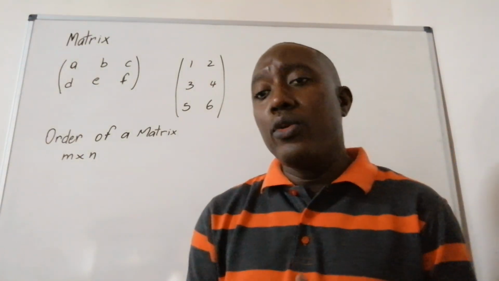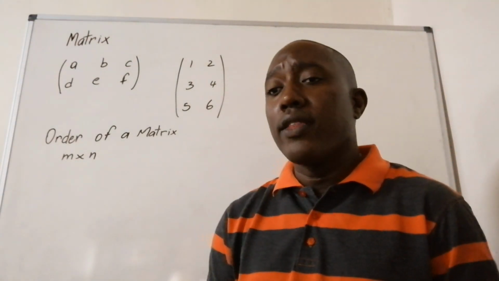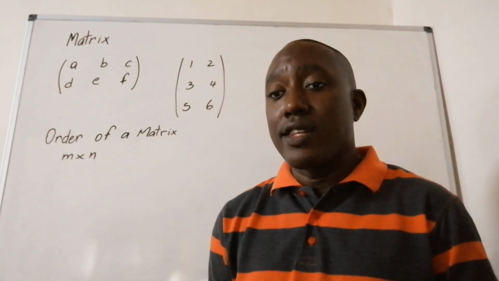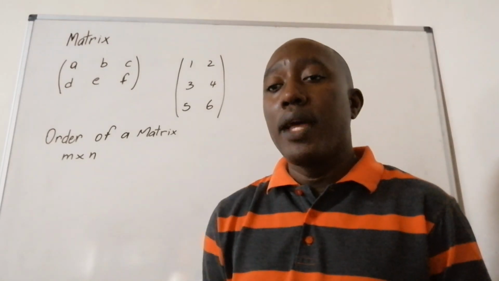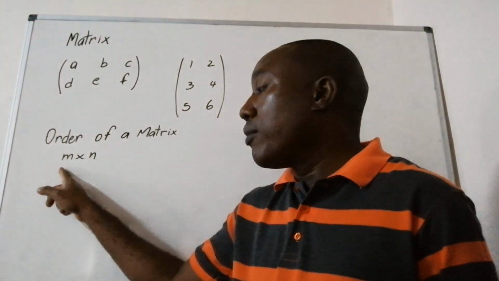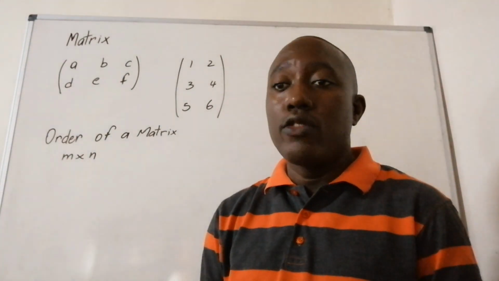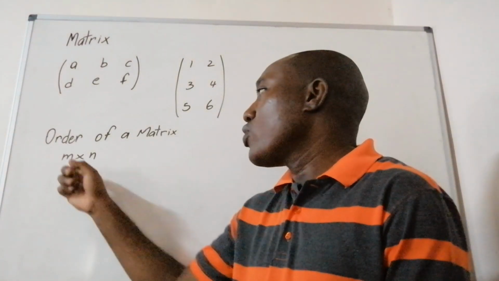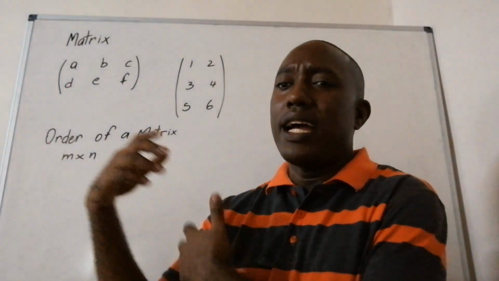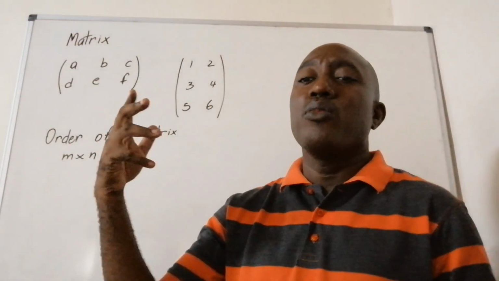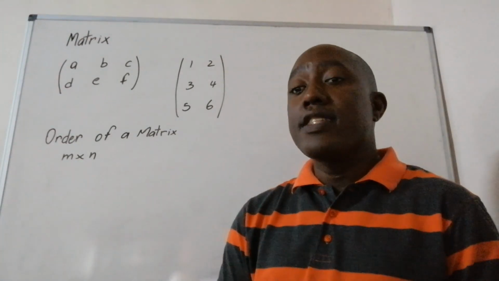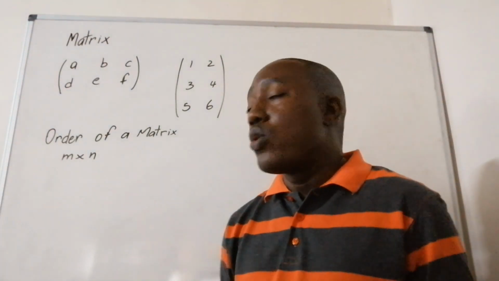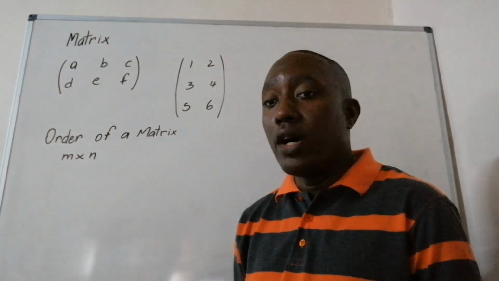Now, a term we need to understand before we go any further is the order of a matrix. The order of the matrix tells us how many rows by how many columns. The first number tells us the amount of rows. The second number tells us the amount of columns. In some books you might see M by N, or another book might have N by M, or A by B. It does not matter. What matters is that the first number tells us the number of rows, and the second number tells us the amount of columns.